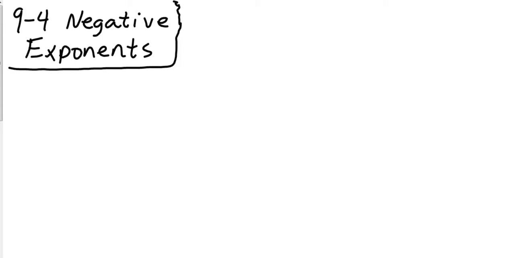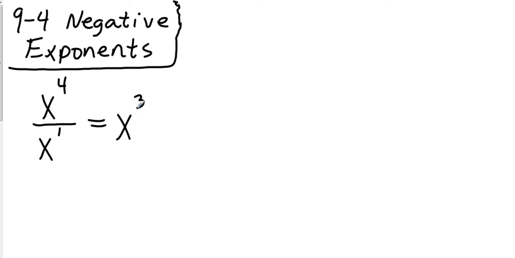We're looking at 9-4 negative exponents. Yesterday we focused on multiplication and division of monomials that gave us exponents. So we might have come up with a problem like x to the fourth over x. And when we divided that, we subtracted the exponents, again with the understood 1 there. This gives me x to the third power.